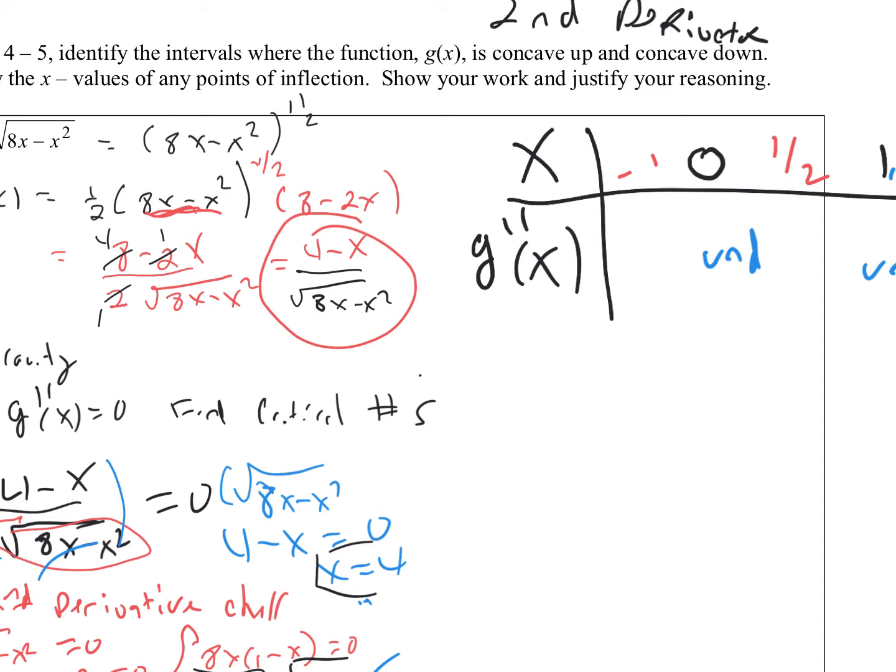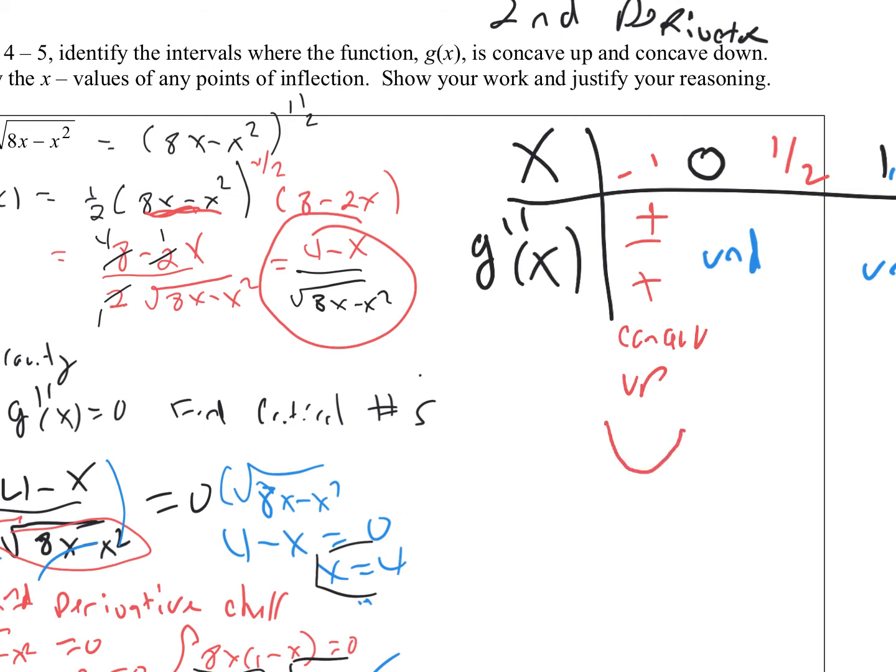If I plug in a negative 1, the bottom has to come out positive, taking the square root, and I'll prove it to you. A negative 1 squared is 1. 8 times 1 is 8. 8 minus 1 is 7. Square root of 7, it's positive down there. The top, 4 minus 1 becomes a 5. So it's also positive. Therefore, what do I say about positive? This means it's concave up. It looks like this.